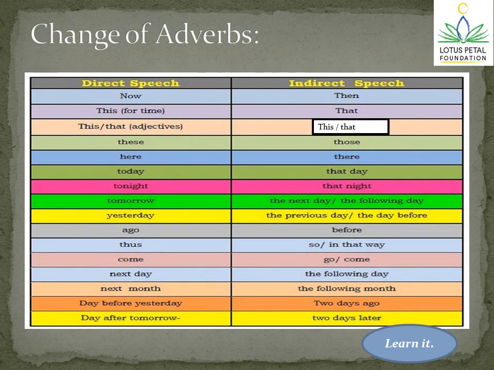to the next day or the following day, yesterday changes to the previous day or the day before, ago changes to before, thus changes to so or in that way, come changes to go, and come can remain come also depending upon the sentence. Next day changes to the following day, next month changes to the following month, day before yesterday changes to two days ago, and day after tomorrow changes to two days later.